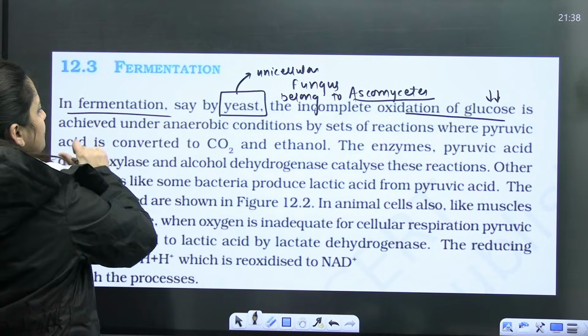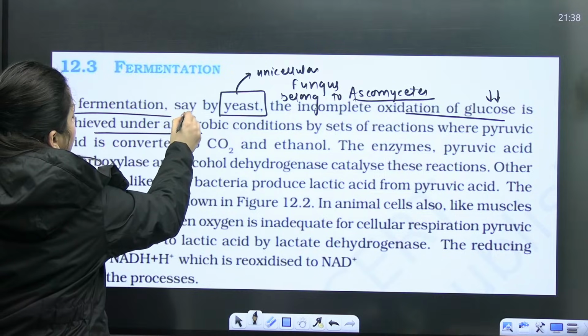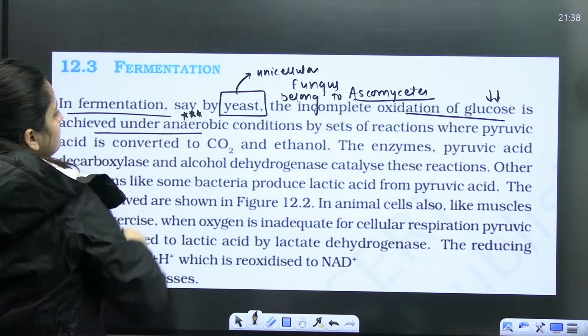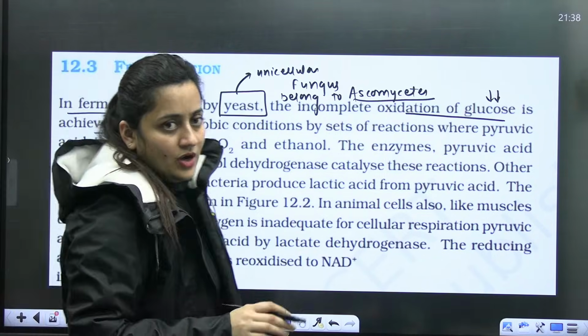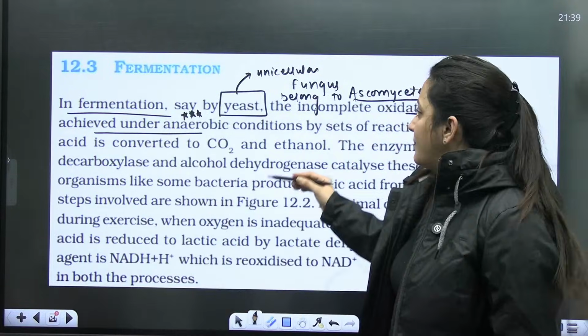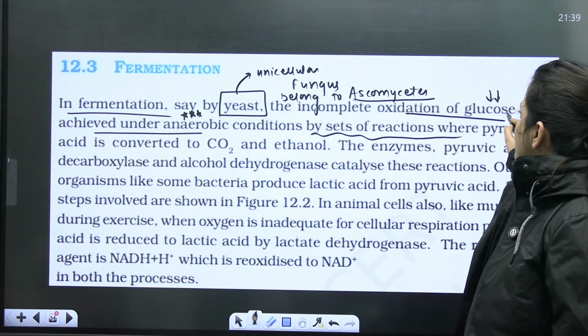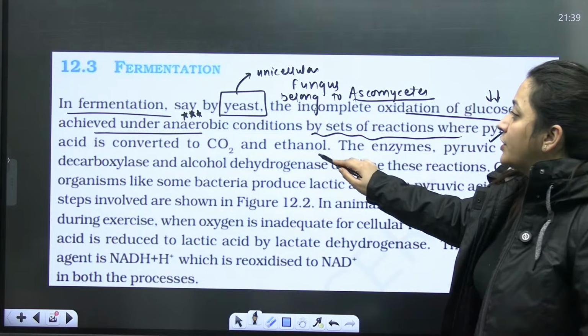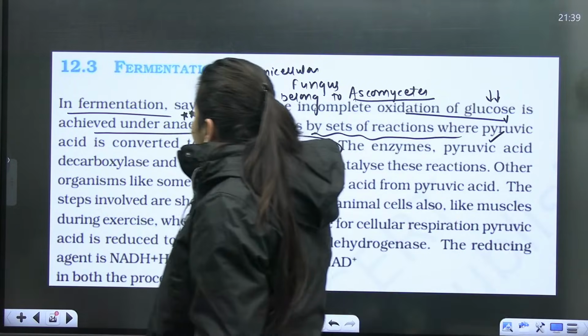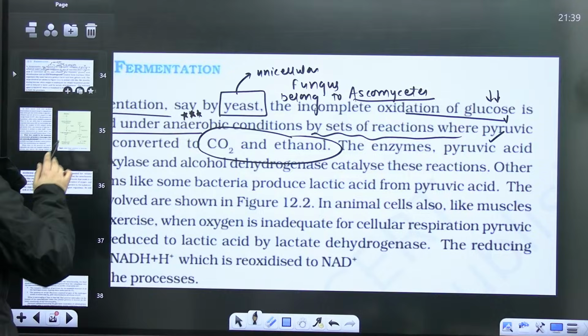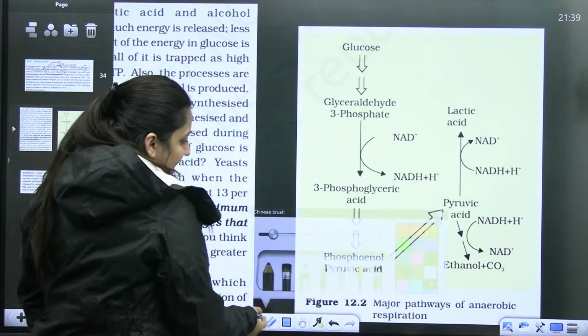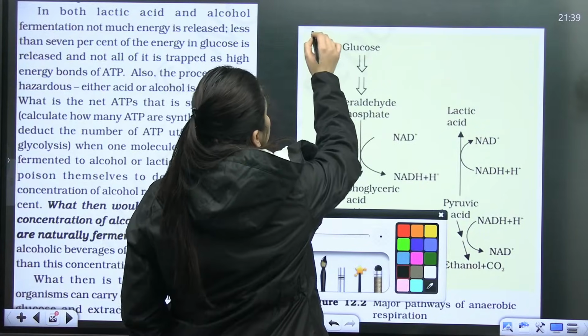Chaliye. So now the next part is, under anaerobic conditions, what is happening? Sets of reactions will occur where pyruvic acid is converted to CO2 and ethanol. Ethanol means you are talking about the alcohol here. So that's the diagram. I'll start the explanation with this particular diagram.